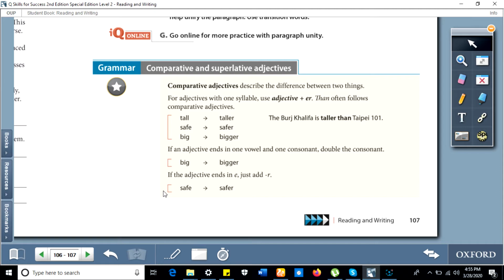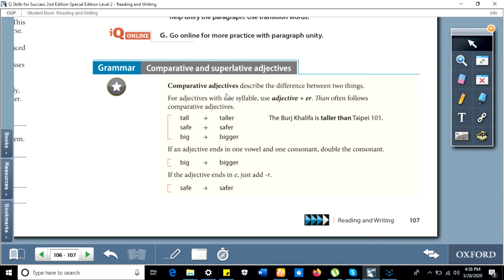Today we're going to talk about Q Skills, Level 2 book, Unit 5, page 107, the grammar section, and the topic is comparative and superlative adjectives. Right.